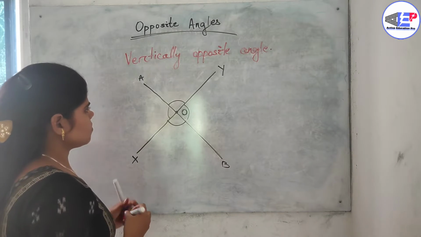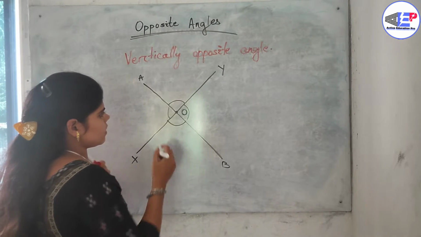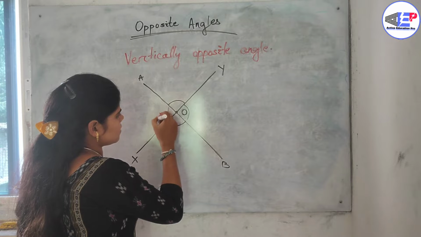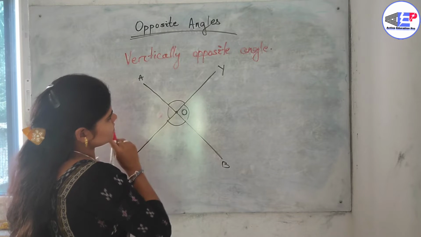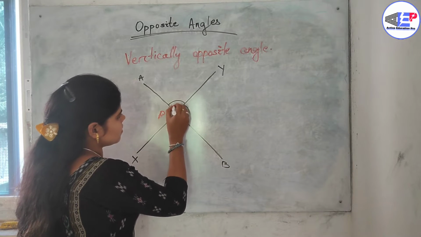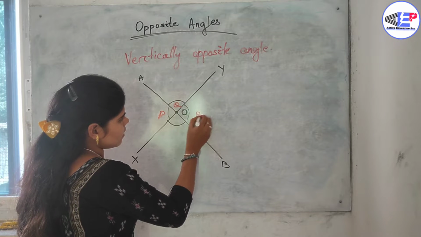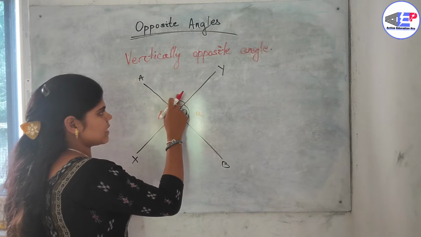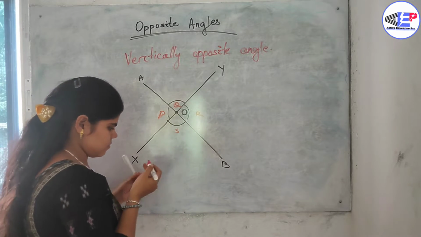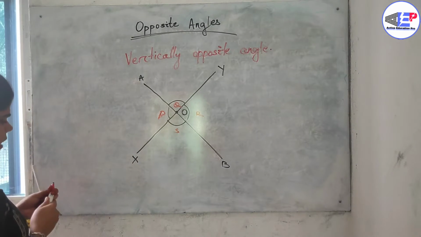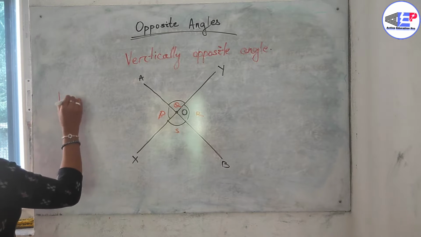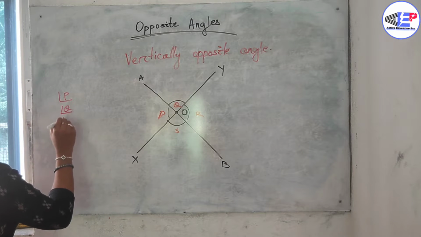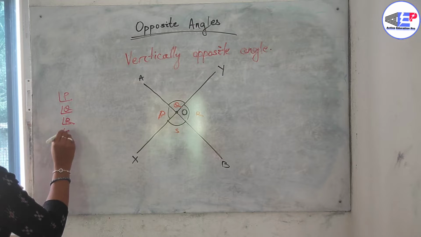Here I write the names of the angles as P, Q, R, S. This angle is S, this angle is P, this angle is Q, and this angle is R. There are four angles: angle P, angle Q, angle R, and angle S.